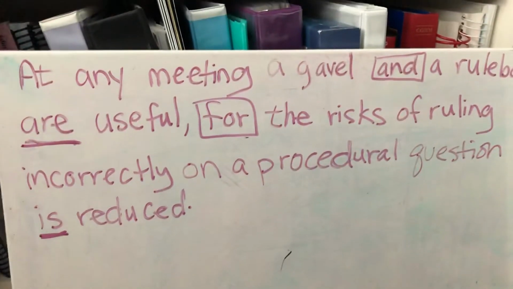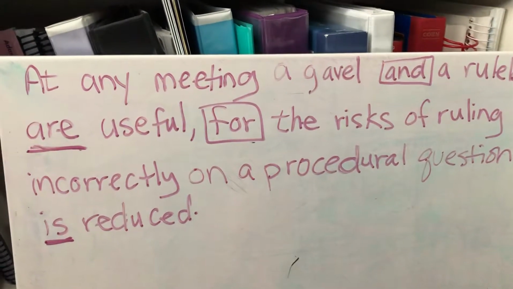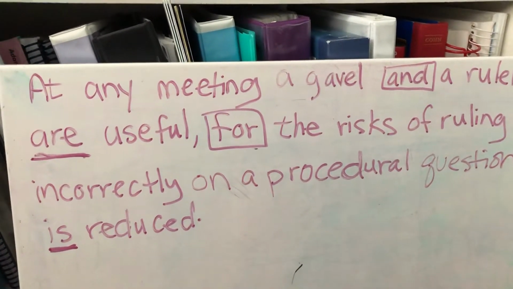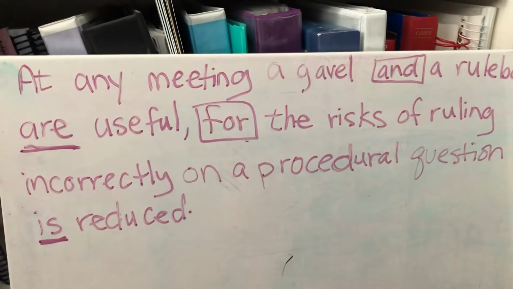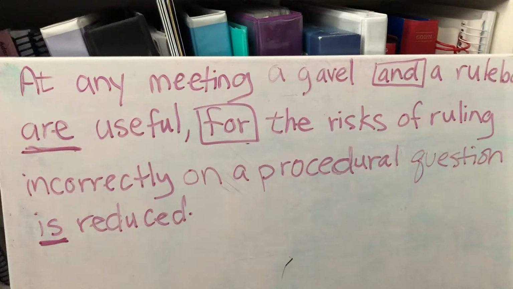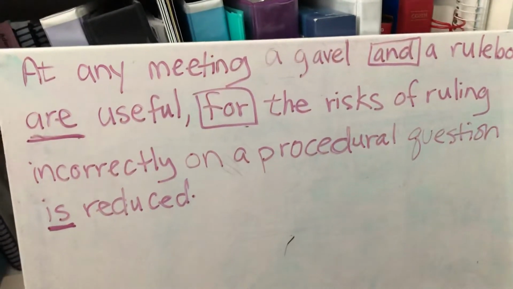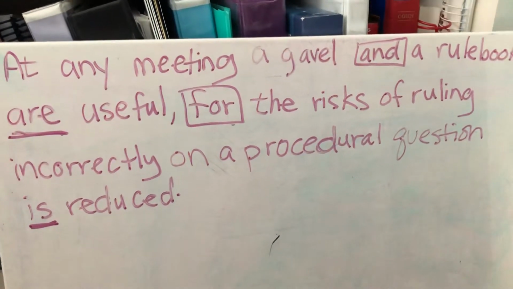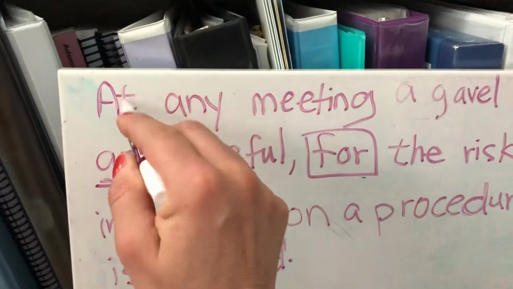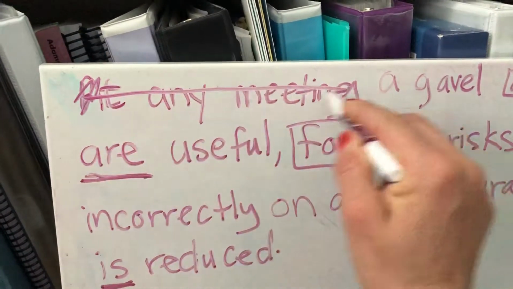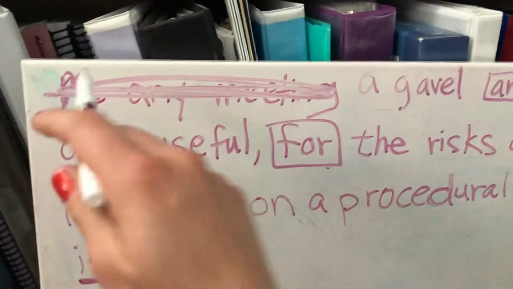So when I see a big sentence like this, and usually that's one of the first things I do when I come across a sentence, I like to cross out the prepositional phrases, because then what we have left after the prepositional phrases is the bare bones of the sentence. It makes it easier to find the subjects and the verbs of the sentences. So that's the first thing I'm going to do. I'm going to cross out "at any meeting," because this particular sentence starts with a prepositional phrase. At any meeting. Okay, "at" is a preposition.